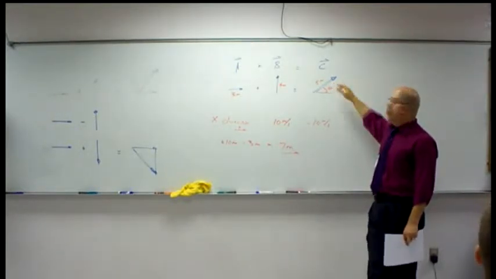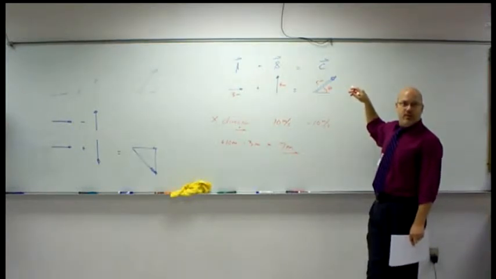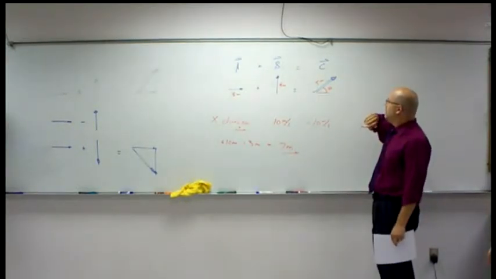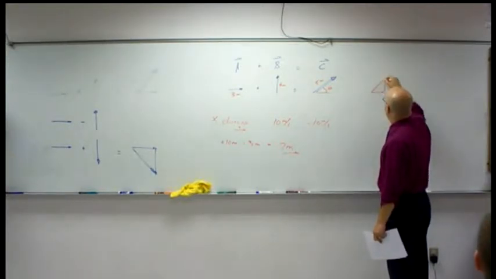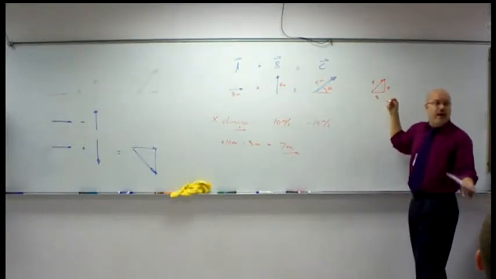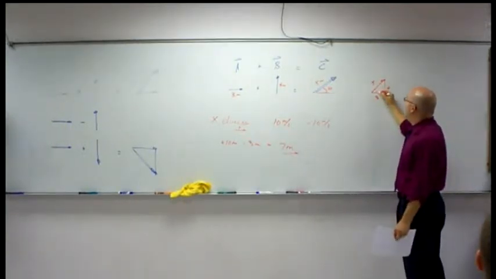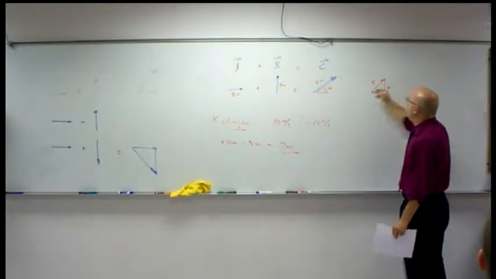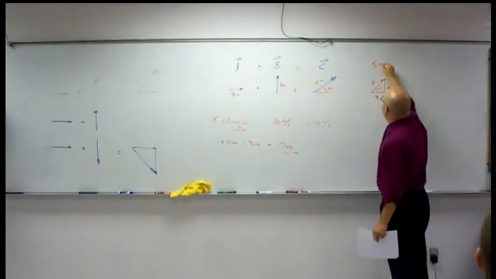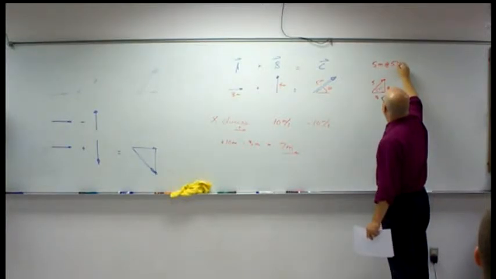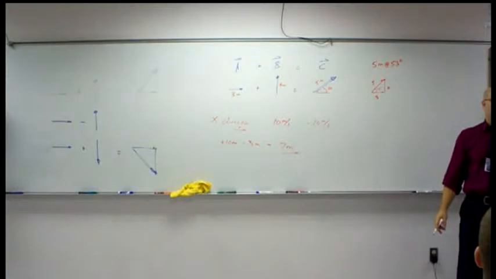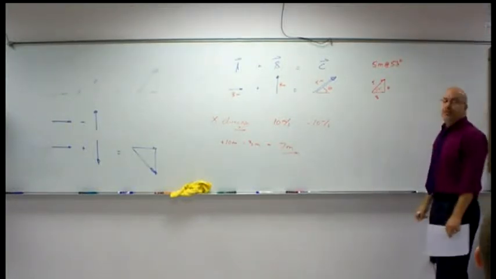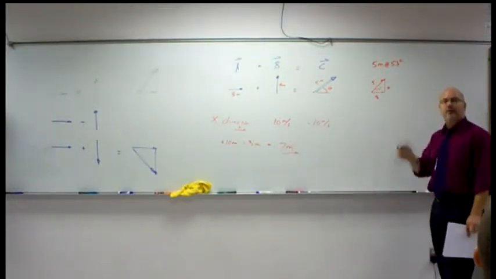5 meters, which way? 53 degrees. Well, let's see, yeah. I have a 3, 4, 5 triangle, right? So you could use your trig to figure it out if you didn't remember a 3, 4, 5 triangle, but that turns out to be 53 degrees. So my answer would be 5 meters at 53 degrees, right? That'll do it.